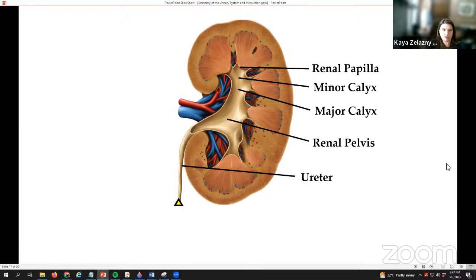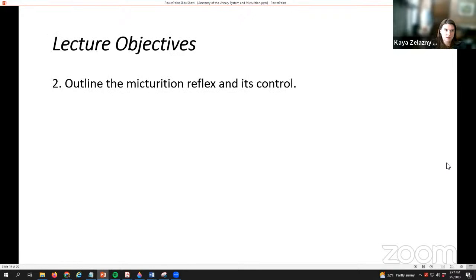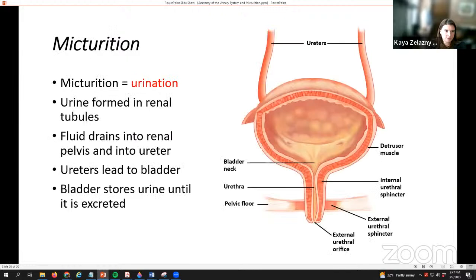Okay. So next, we're going to talk about micturition, basically urination and control of the micturition reflex. So we're going to think about micturition just as being urination. So here we see the ureters coming down.